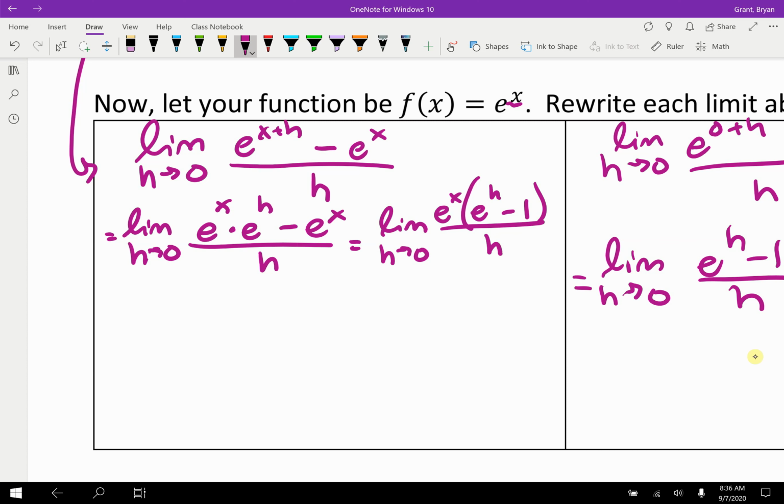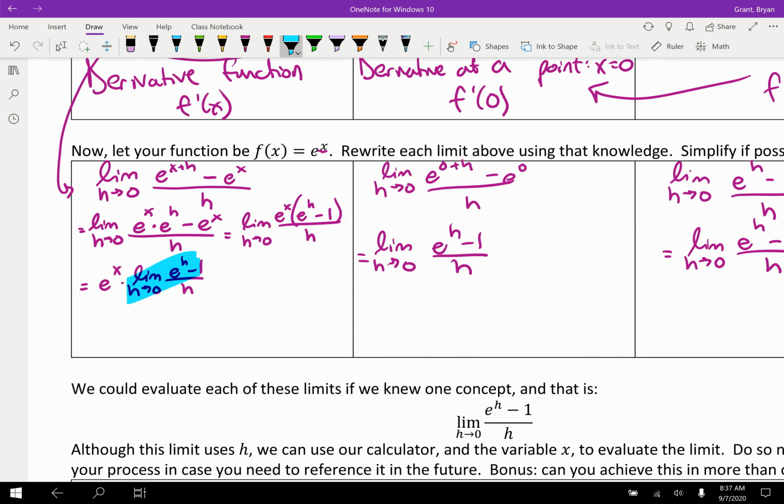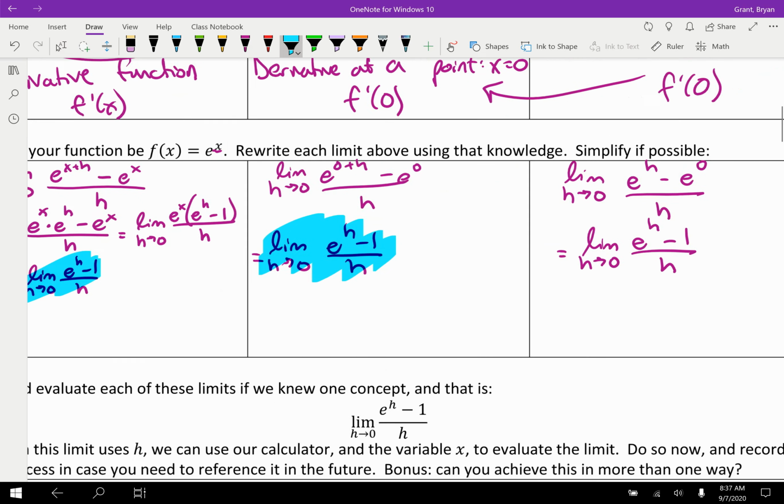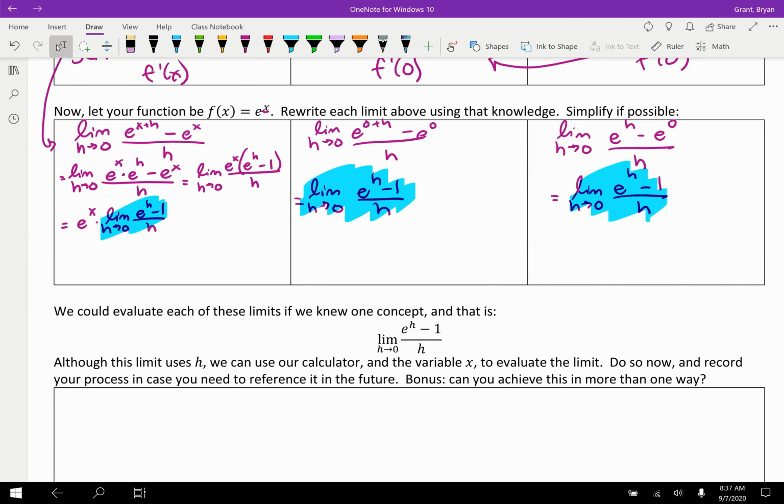And actually, because we're evaluating h at 0, this e to the x is a constant here. It's never going to change. And whenever you have a constant with a limit, if nothing's going to be affected by that constant, let's just factor it out to the front. That's going to give us e to the x times the limit as h approaches 0 of e to the h minus 1 over h. Well, drat, all three of these end up getting stuck in the exact same spot, right? We have this limit appearing 3 different times, in 3 similar but slightly different limits. So we could actually evaluate them if we knew what this was equal to.